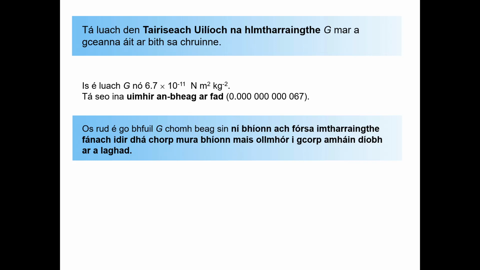The universal gravitational constant G is 6.7, to one decimal place, times 10 to the power minus 11 Newton meter squared per kilogram squared, or meter cubed per kilogram per second squared.